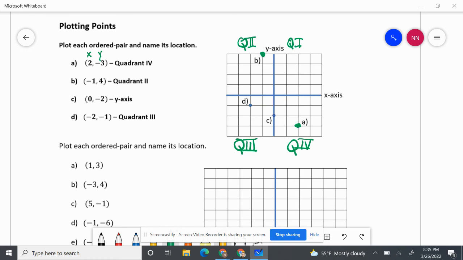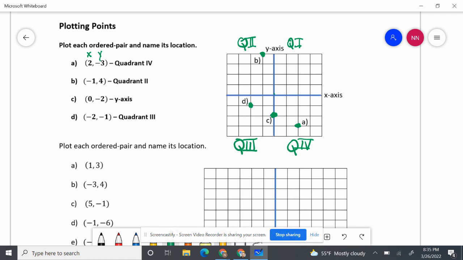For letter C, we have 0, negative 2. We start at 0. We go down 2, and that's where C is. And our last one, we have negative 2, negative 1. So we go to the left 2. We go down 1. And that right there would be quadrant 3.